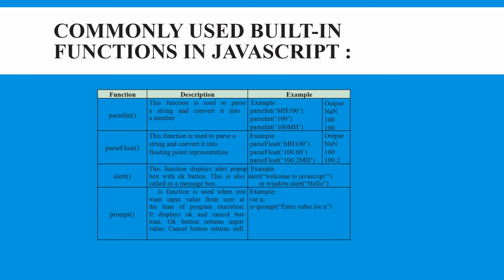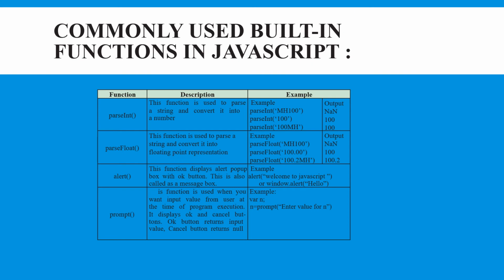Third one is the alert function. This function displays an alert pop-up box with an OK button. So when you use alert and write hello, it displays hello in the dialog box, and only one button is present, that is OK.